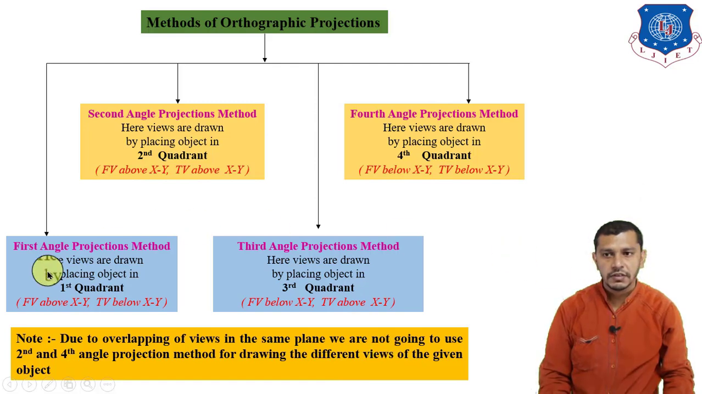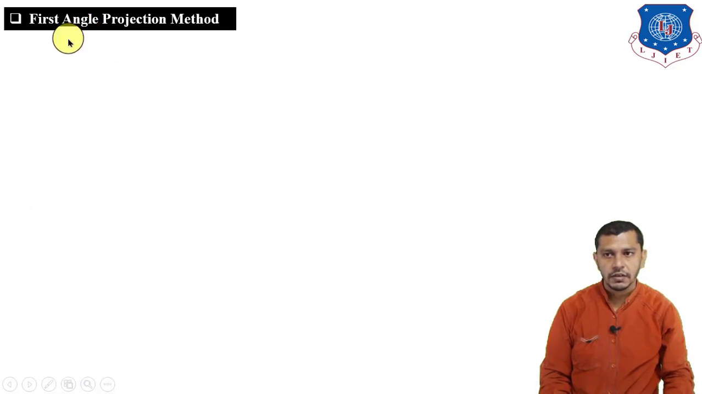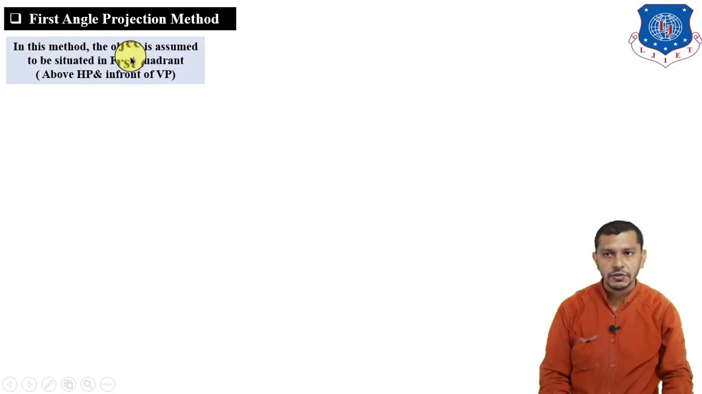So now let us discuss the first angle and third angle projection methods, starting with the first angle projection method. In the first angle projection method, the object is assumed to be situated in the first quadrant. That means above HP, in front of VP. And if the object is in the first quadrant, the object is in between the observer and the plane.